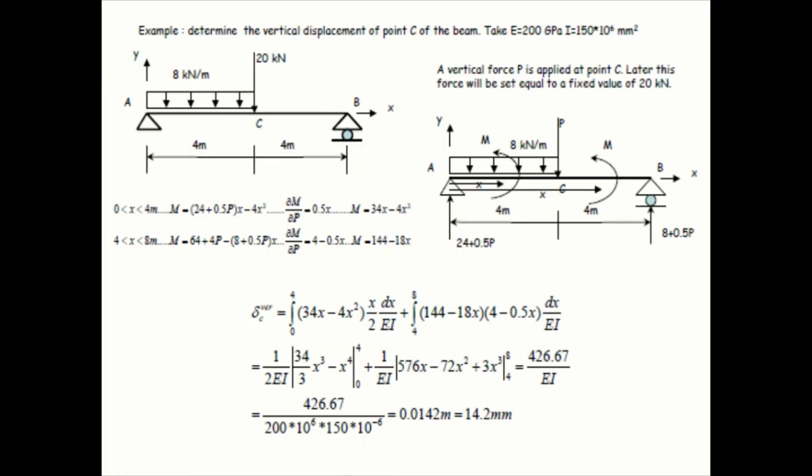And one problem based on a simply supported beam: half portion is carrying a UDL of 8 kilonewton per meter, the total length is 8 meter, and there is a point load in between, so we have to calculate the deflection. The values of E and I are also given in this problem, so you can cross check your answer.